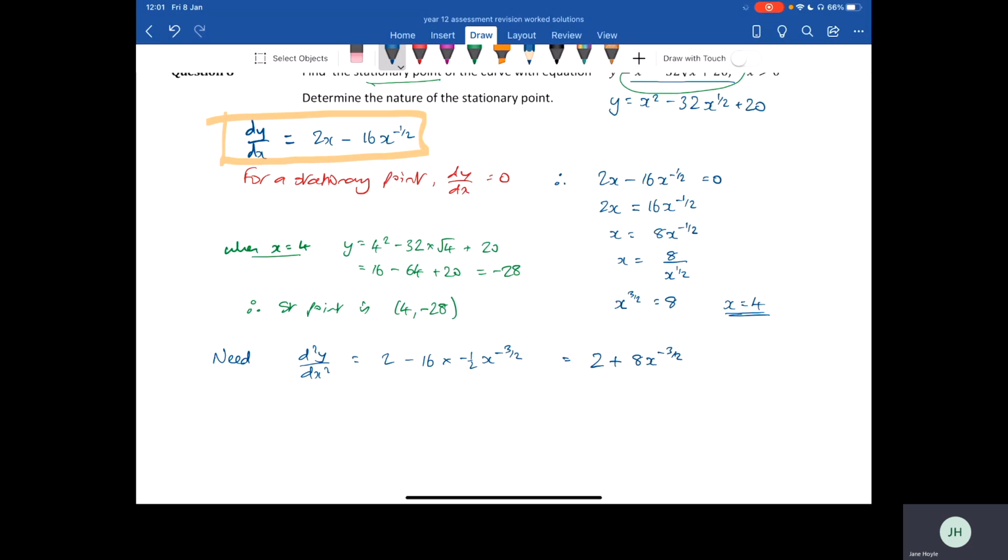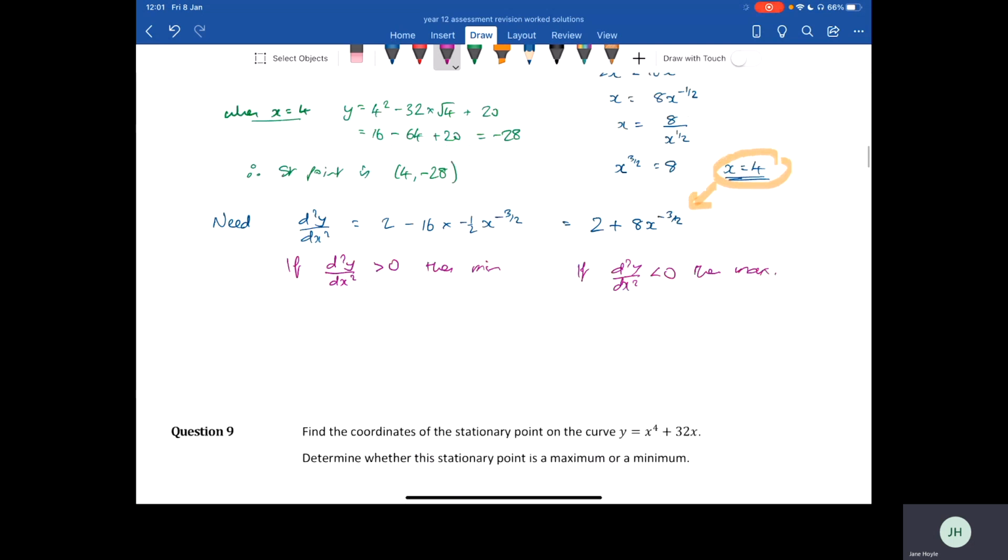So we need to evaluate this at x equals 4. Remember, this is when our stationary point occurs. So I pop that into there, and remember the fact that you need to state: if d2y by dx squared is greater than 0, then we've got a minimum. And if we have d2y by dx squared is less than 0, then we have got a maximum.